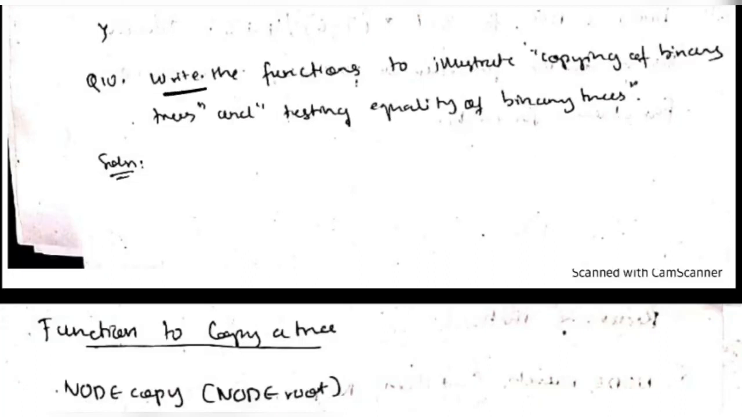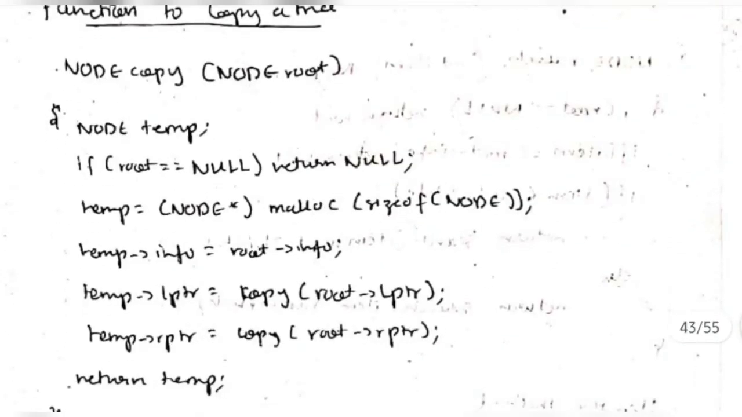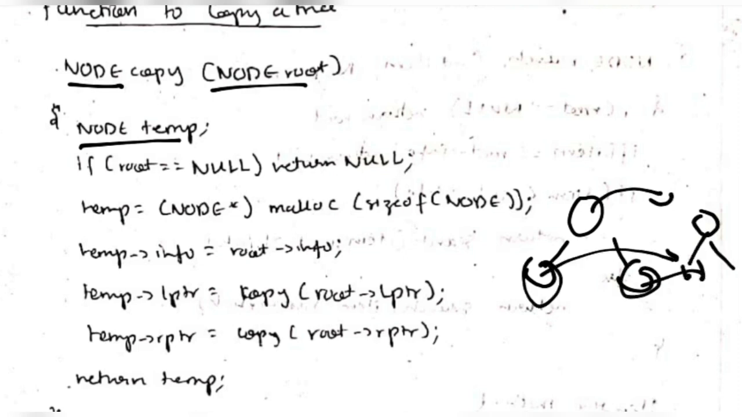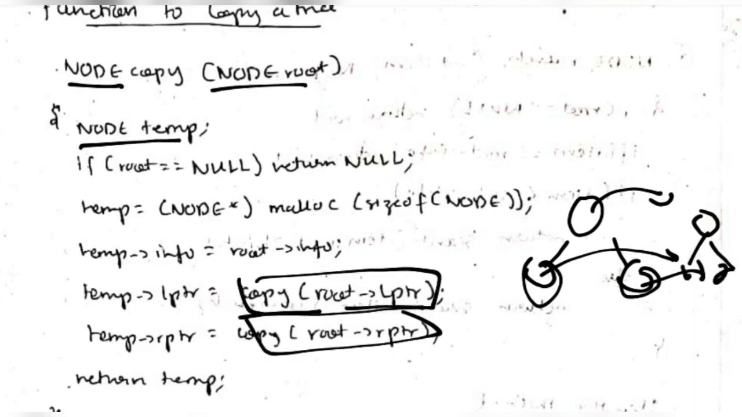In this question we have been asked to write the functions to illustrate copying of binary trees and testing the equality of binary trees. Firstly we'll write the code, which is node copy node root, and we'll have the node temp here. To copy a binary tree, if this is the tree which we have to copy, first we will copy the root node, then the left part will be copied and the right part will be copied. In that way we will recall this statement for copying the right part and the left part.